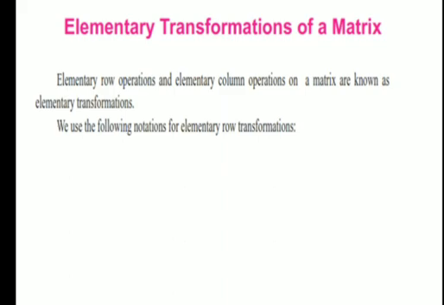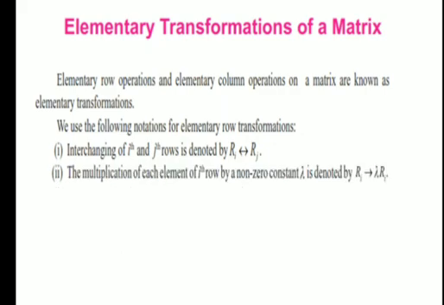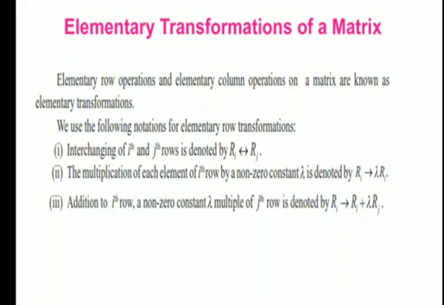We use the following notation for elementary row transformation. Interchanging of ith and jth rows is denoted by Ri to Rj. The multiplication of each element of ith row by a non-zero constant lambda is denoted by Ri to lambda Ri. Addition to ith row, a non-zero constant lambda multiplied by jth row is denoted by Ri to Ri plus lambda Rj. Similarly, notations are used for elementary column transformation.